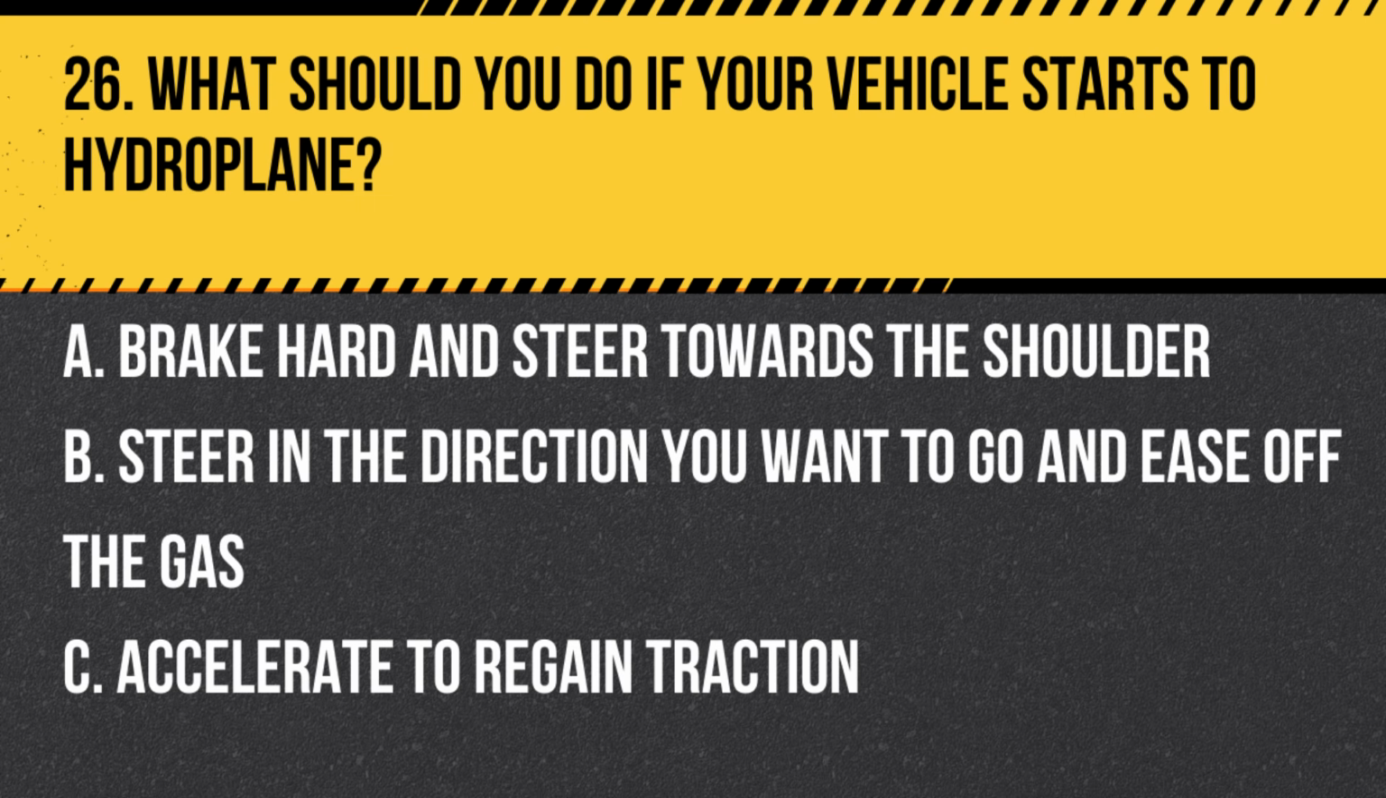Question 26. What should you do if your vehicle starts to hydroplane? A. Brake hard and steer towards the shoulder. B. Steer in the direction you want to go and ease off the gas. C. Accelerate to regain traction. Answer: B. Steer in the direction you want to go and ease off the gas. If your vehicle starts to hydroplane, remain calm, ease off the gas, and steer in the direction you want to go. Avoid sudden braking or turning.